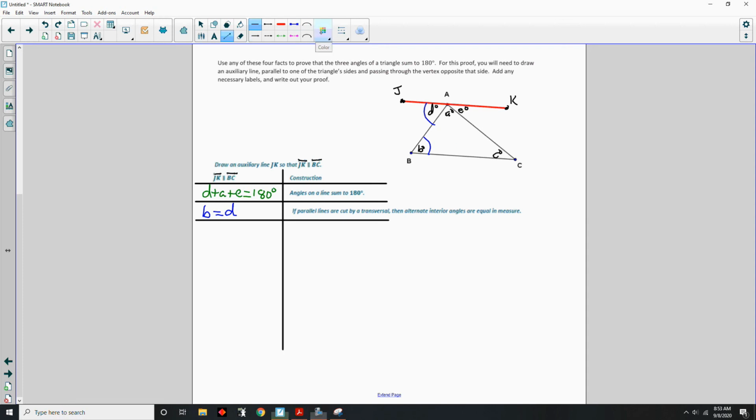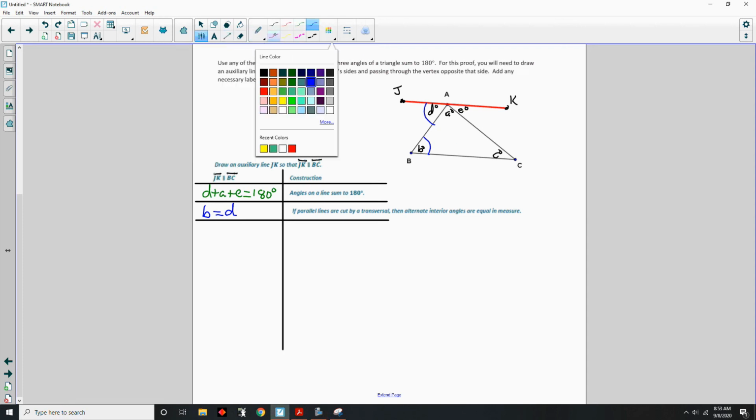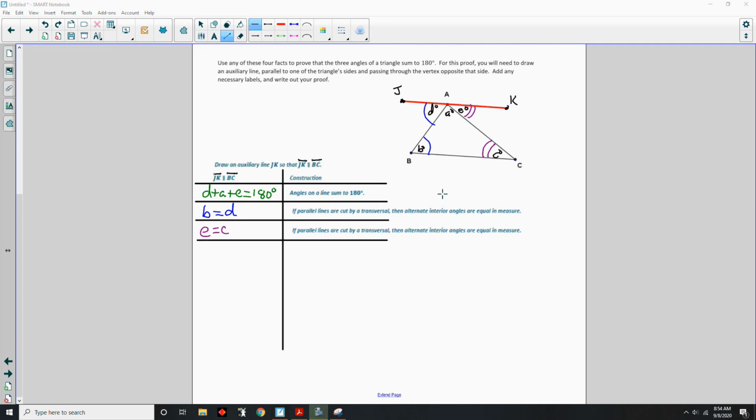And doesn't the same go over on the other side? So let's just change colors here to purple. Isn't E congruent to C for the same reason? So now I can say E is equal to C, reason: same. Alternate interior angles are congruent. Alrighty. So now I have D plus A plus E is 180 degrees.